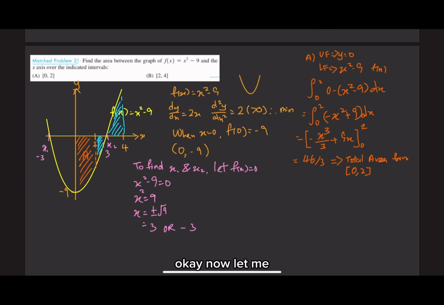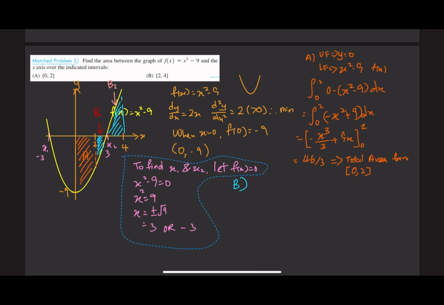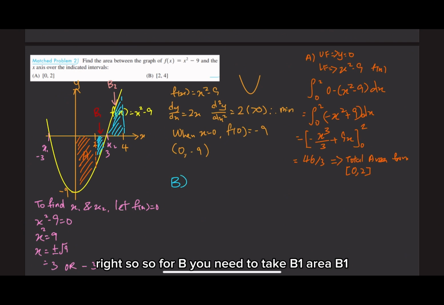Now let me use another color. Let me label this part as B1 and this part as B2. So to solve for B, now let me move all the extra workings we have aside, so we have more space. To solve for B, we need to take area B1 plus our area B2.